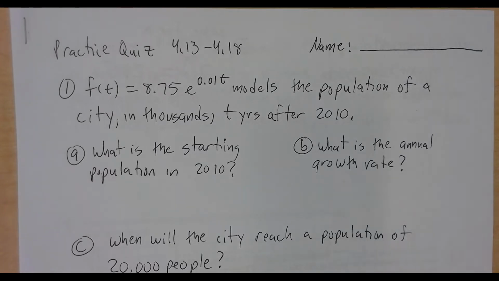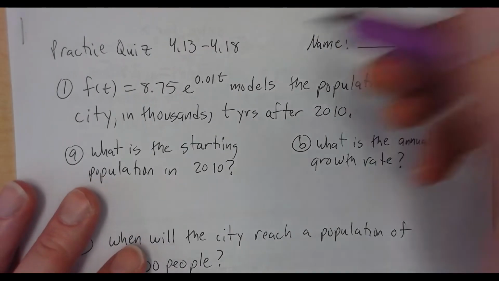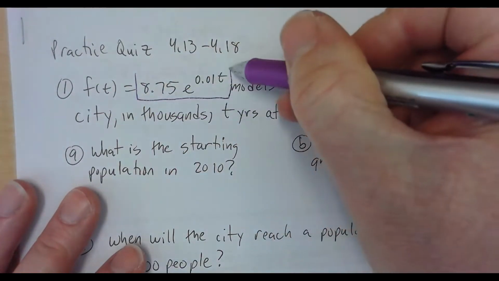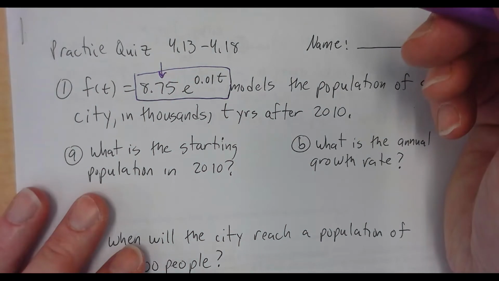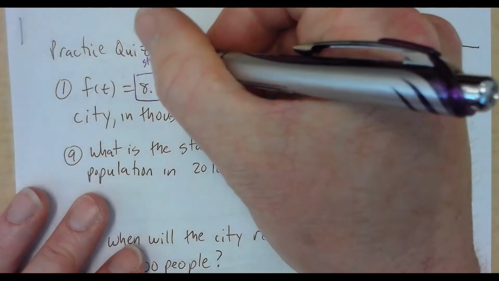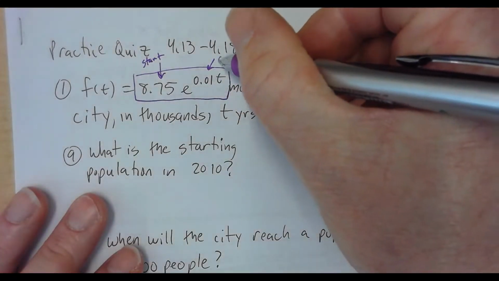In the second part of Unit 4, we saw a different kind of growth and decay model, and it's this one right here, where this number in front is the starting point. That's how many there are in the beginning, and then that number right there represents the change.